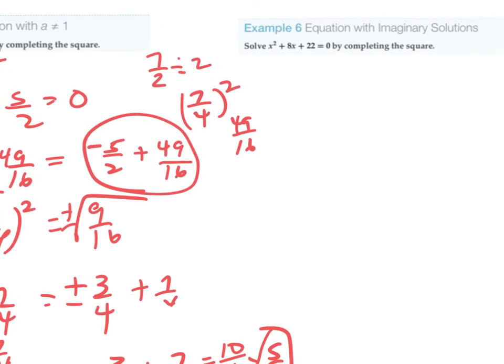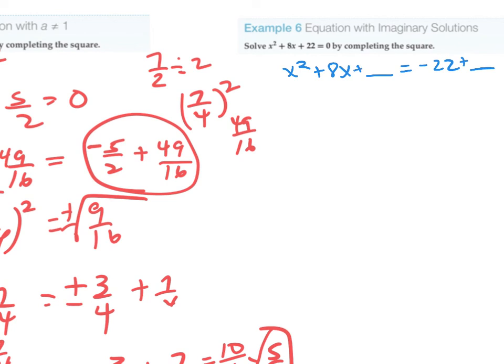So we're going to do the same. So I'm going to take my x squared plus 8x. And I'm going to move the 22 over, so I'm going to make it a negative 22. And obviously I'm going to be adding something. This is our completing the square, so let's go through the process again.